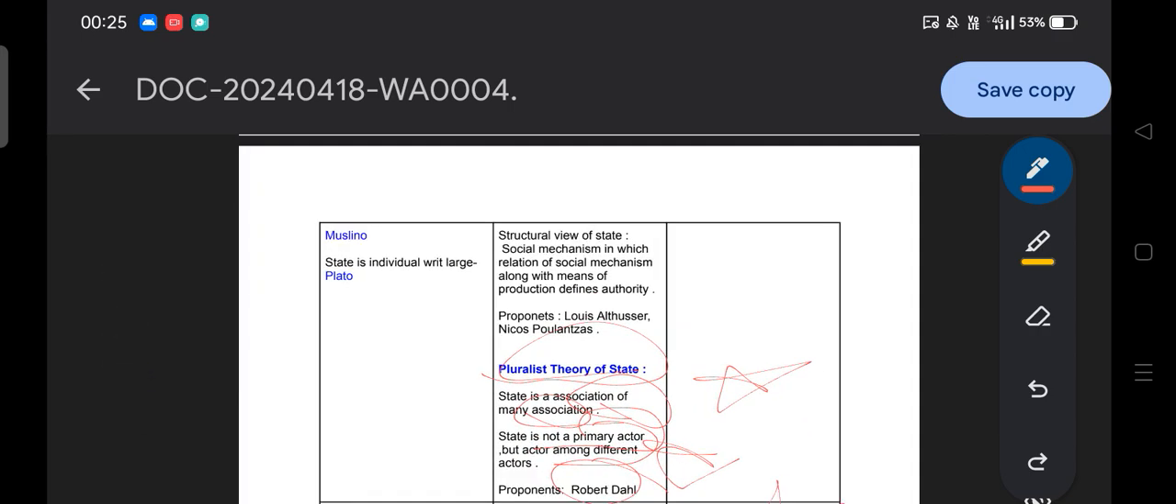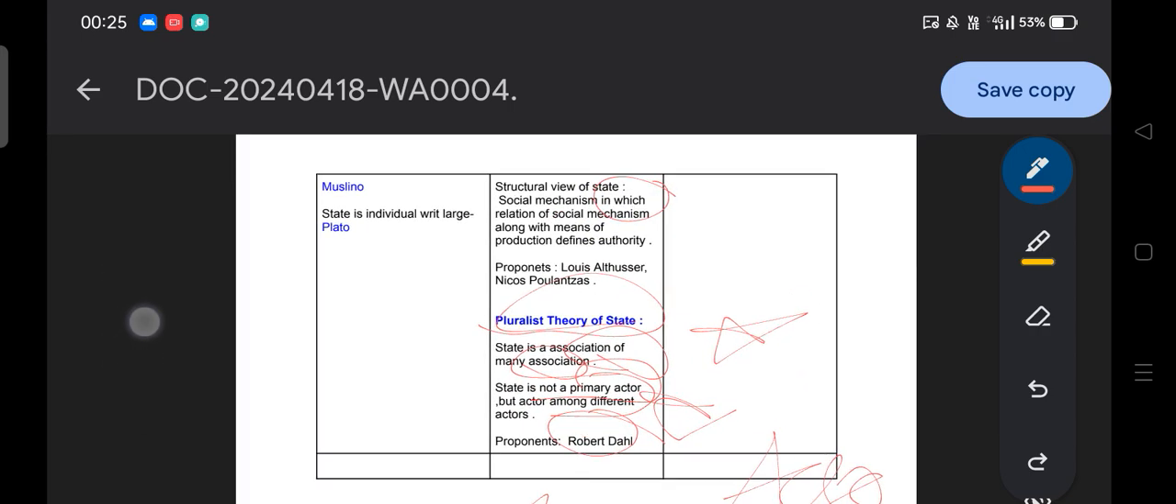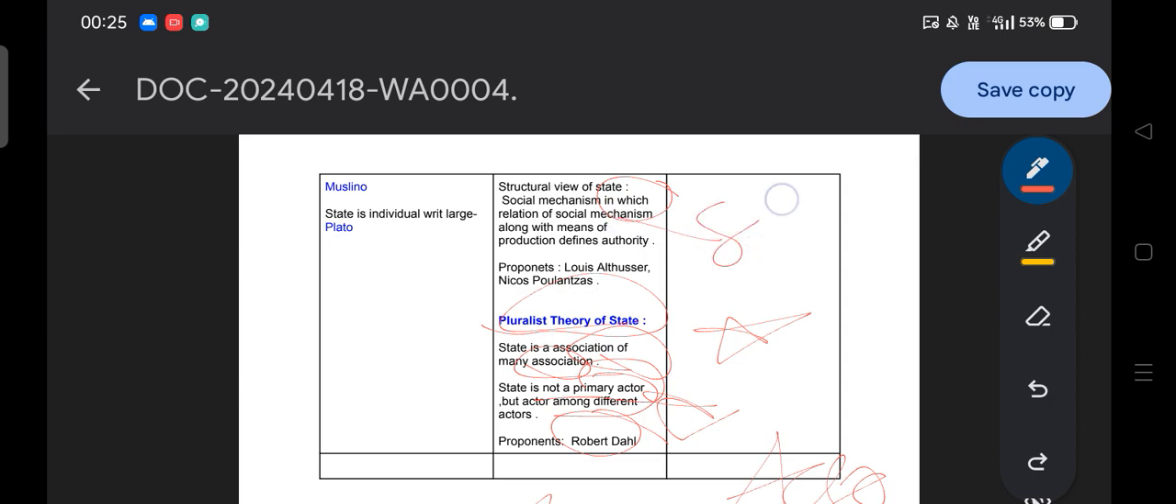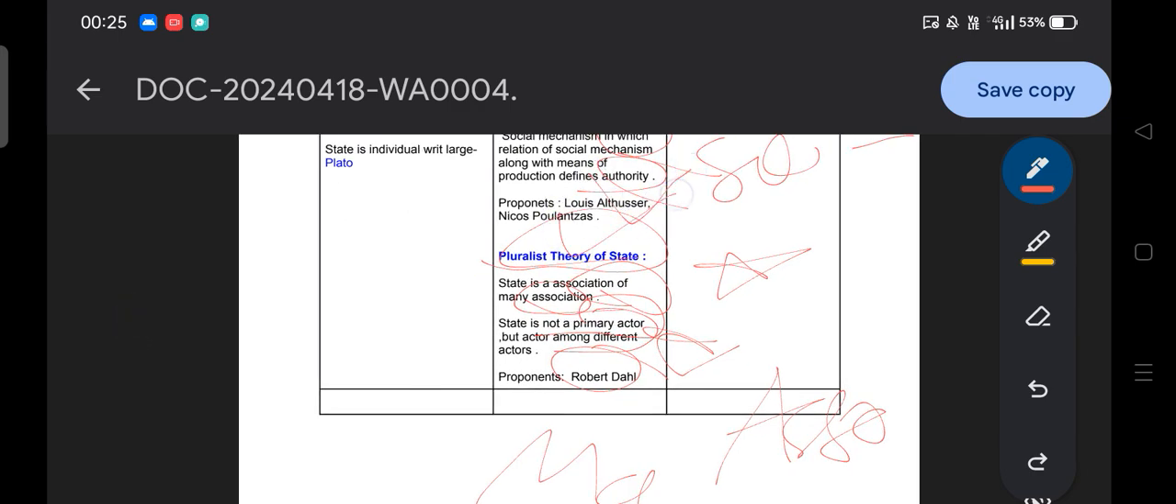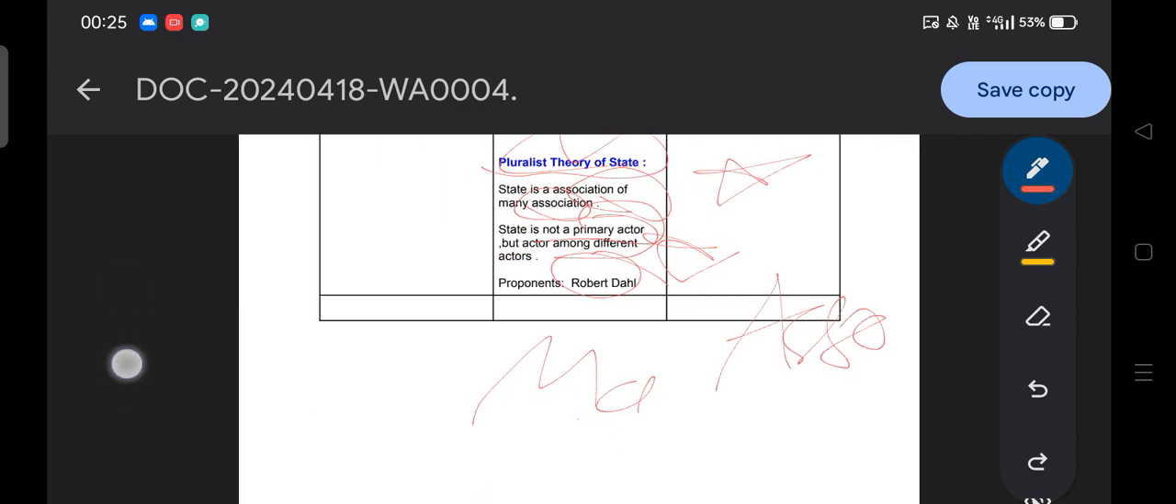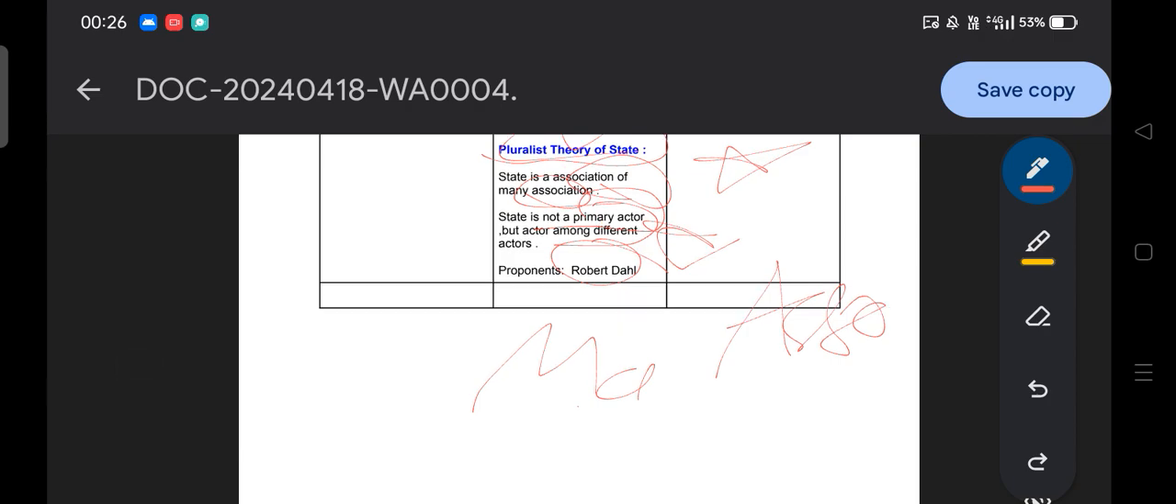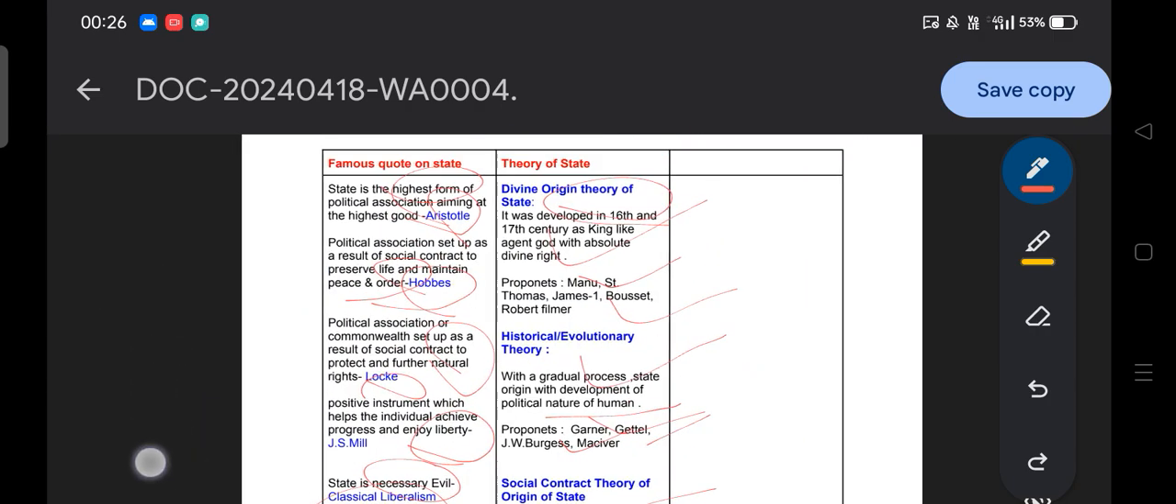Then the structural view of the state: a social mechanism in which the relations of the social structure, the means of production, determine the authority. Scholars Louis Althusser and Nicos Poulantzas. Pluralist theory of the state: the state is an association of many associations. The state is not a primary actor but an actor among different actors. The proponent is Robert Dahl. This is all for your summary of today's session.